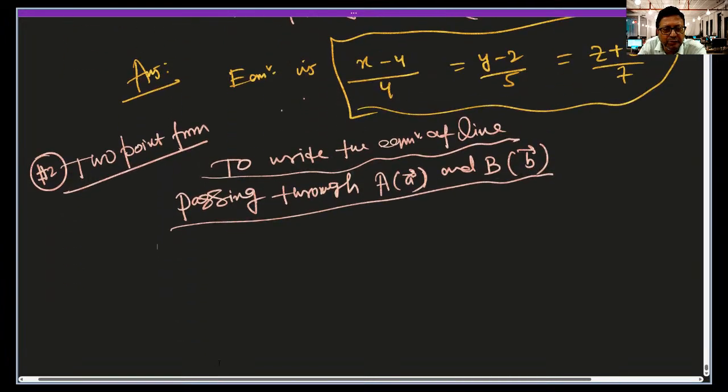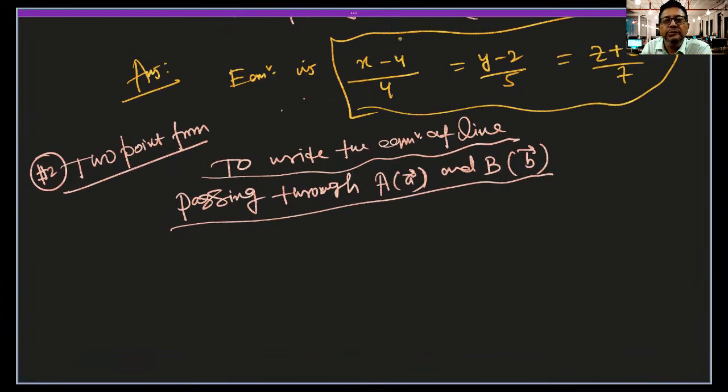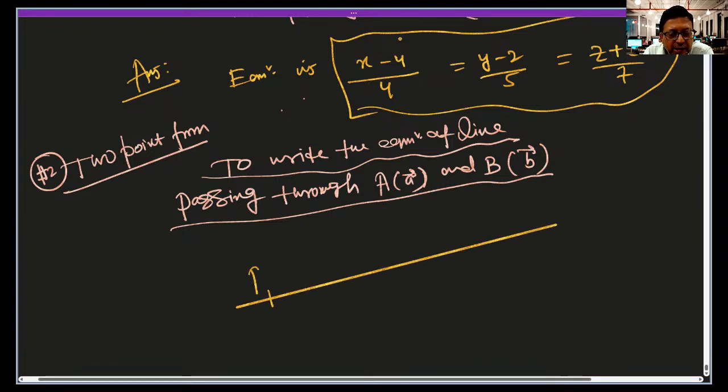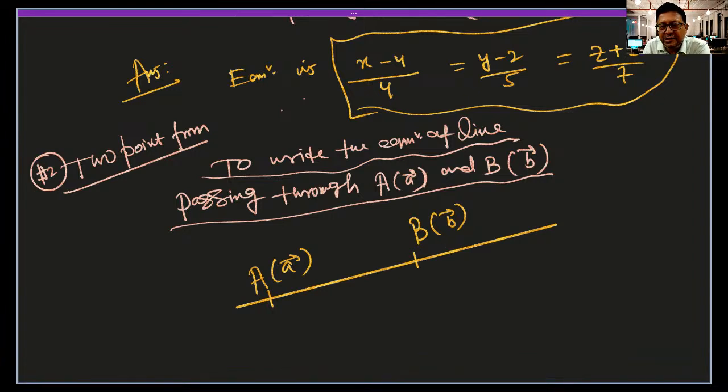Okay, see how I am showing you. Vector is a great help here. Concept of vector: we are going to write the equation of this line passing through A and B. These 2 points are enough, so you can start in the same manner.